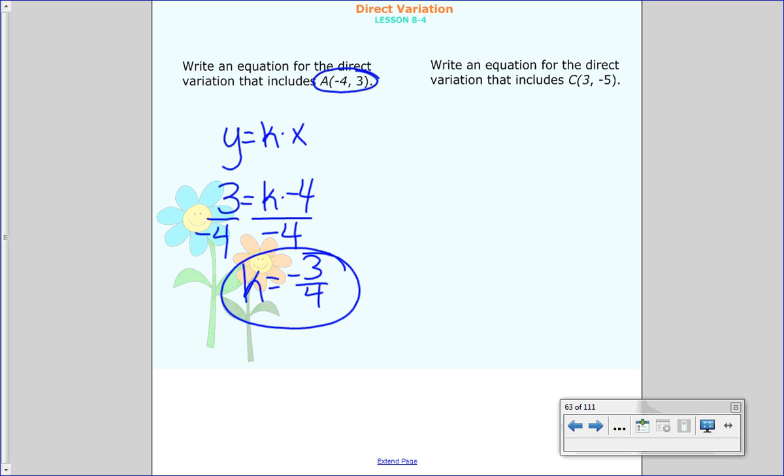All right, you're up. I would like you to do this last problem. You need to write an equation for the direct variation that includes the point or ordered pair (3, -5). And when you're all done, let's go back and see if you have the right answer. So go ahead and pause me now.